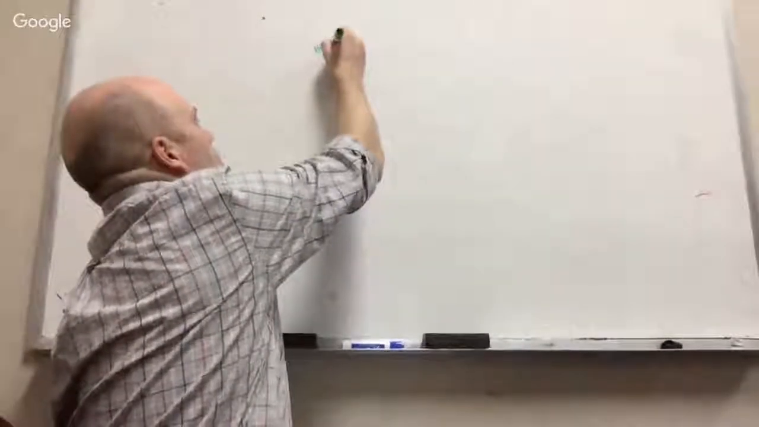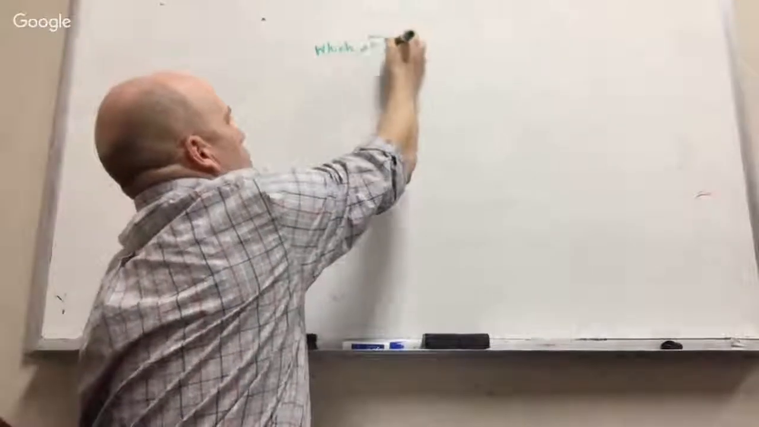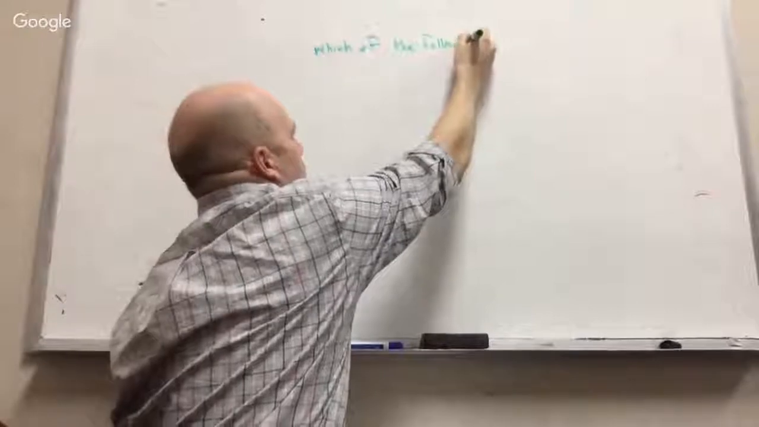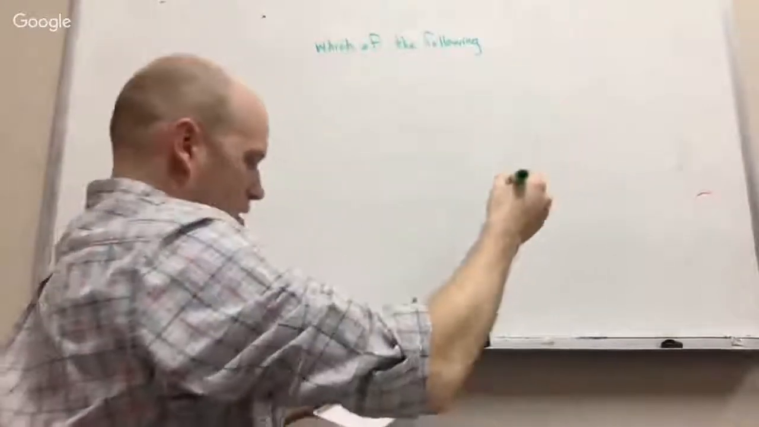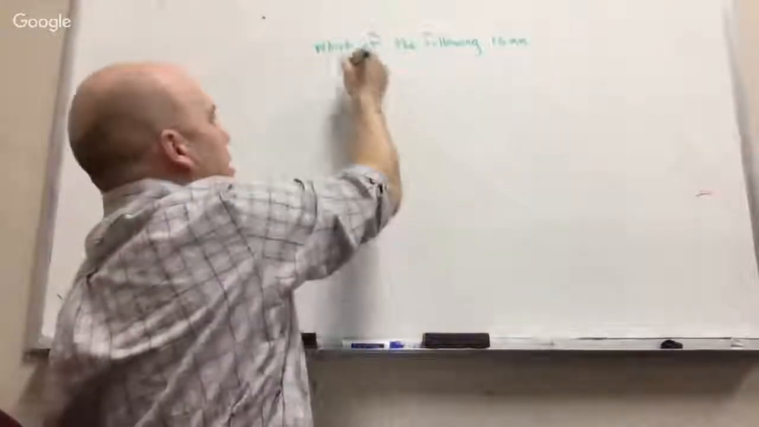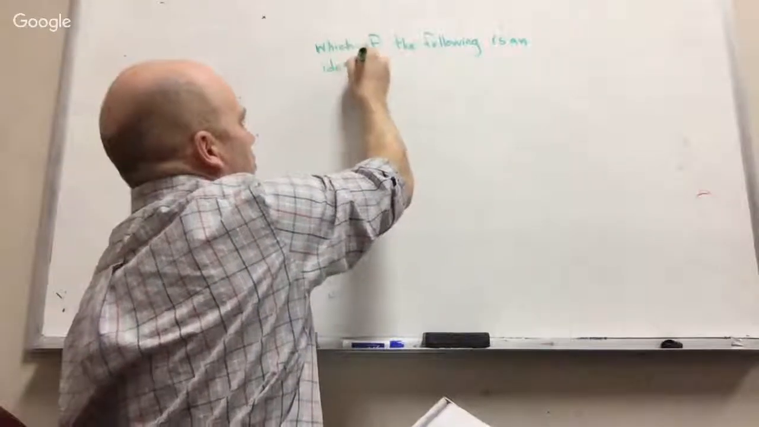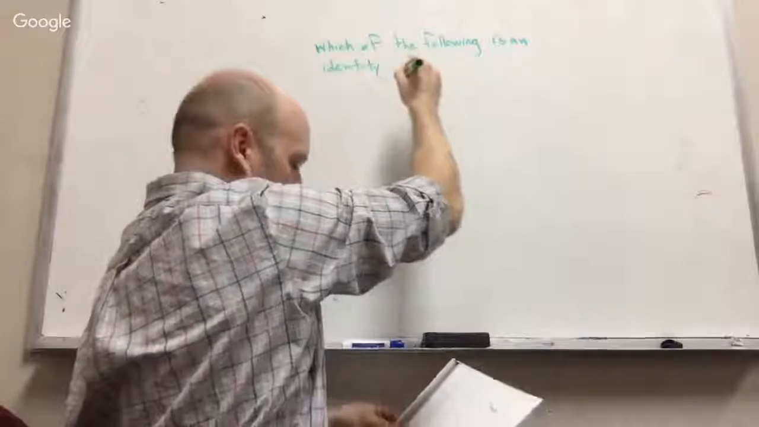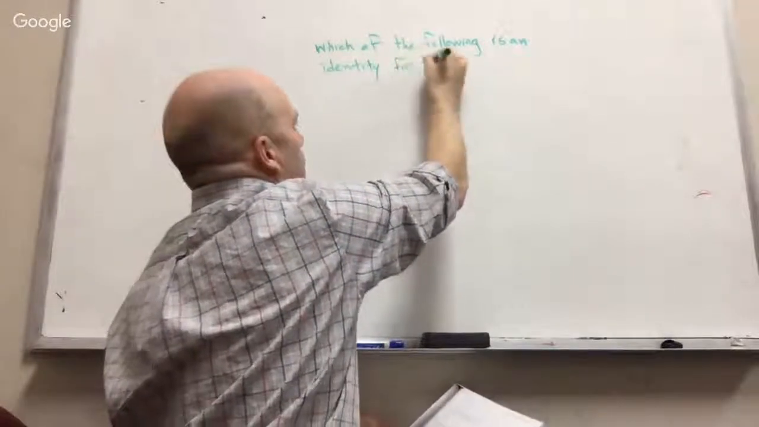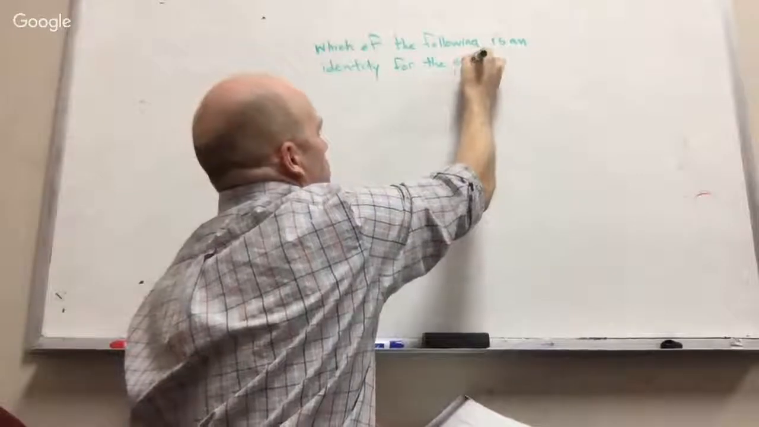Which of the following is an identity for a trigonometric expression?